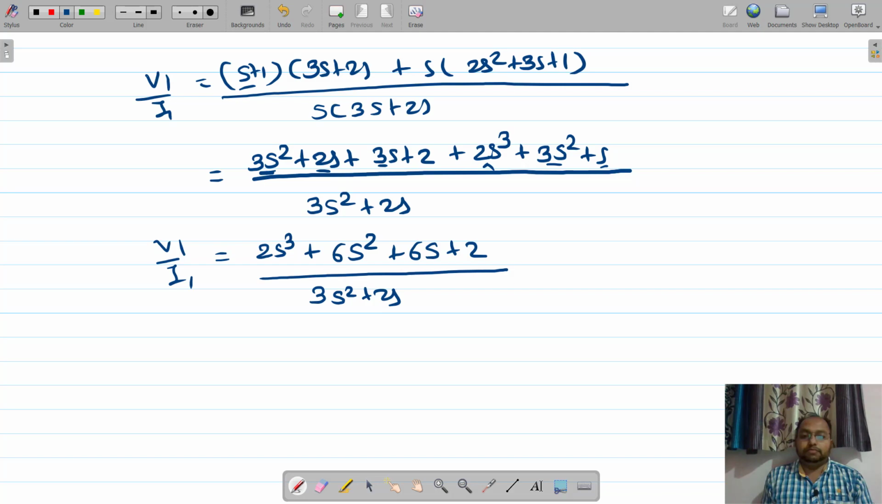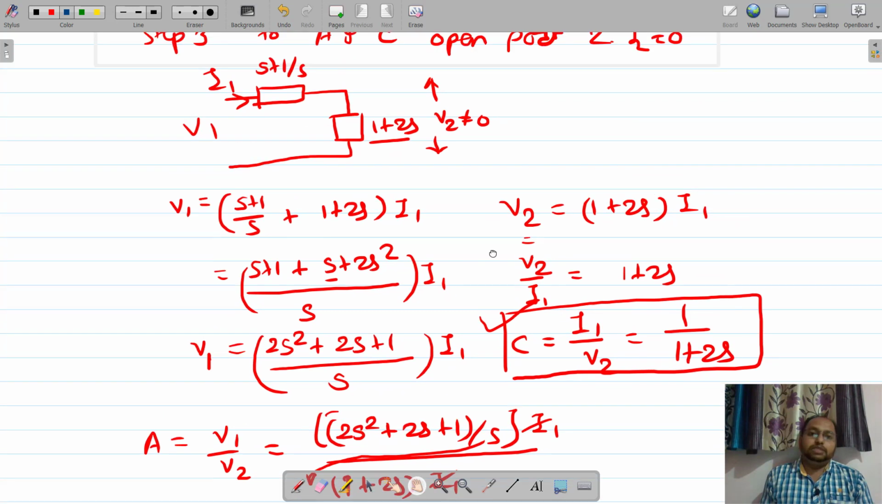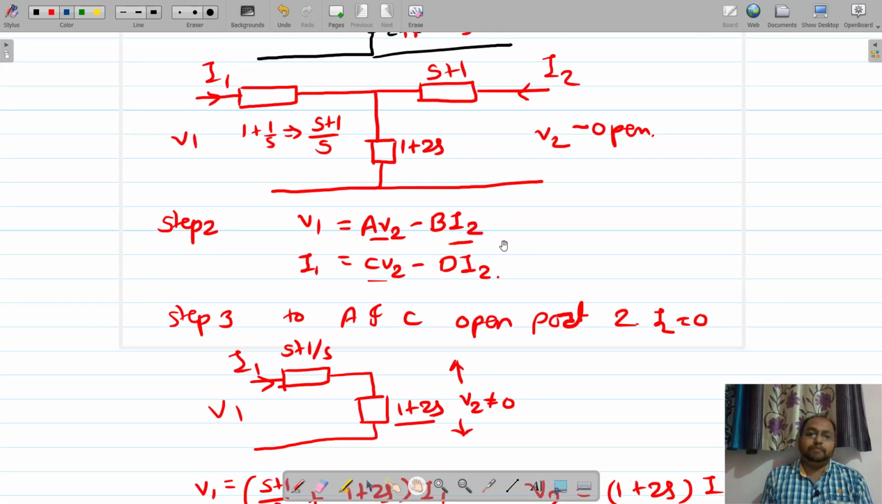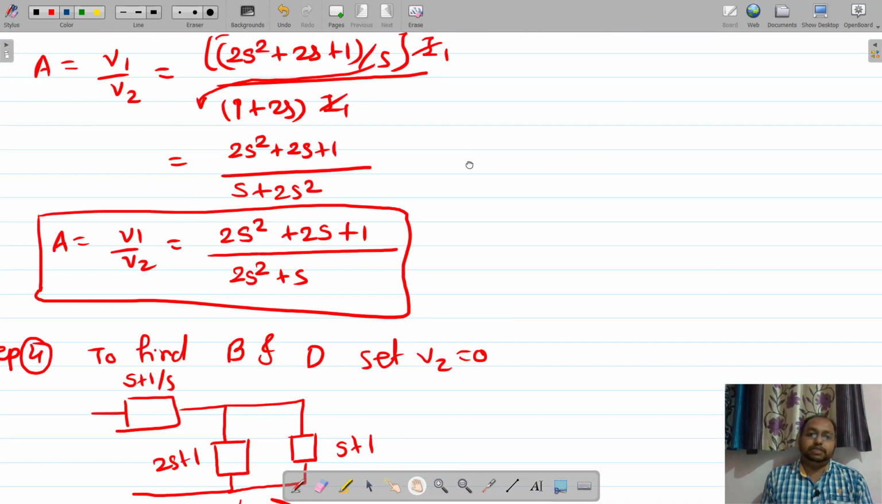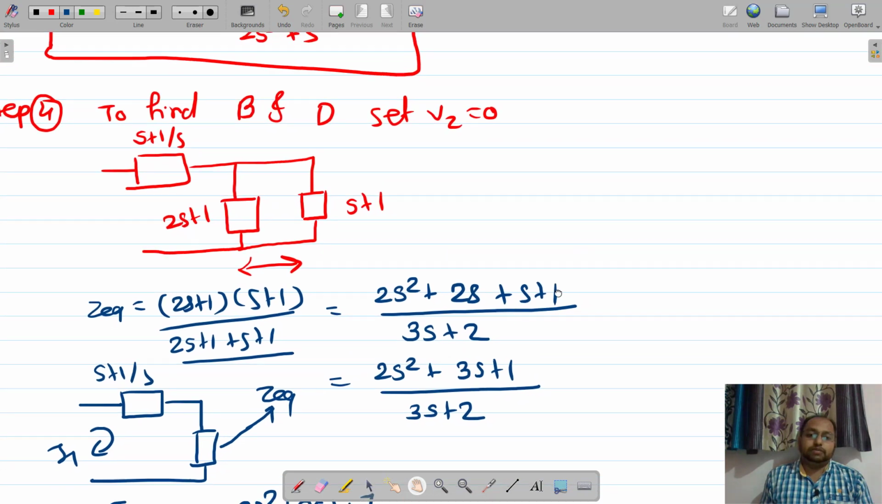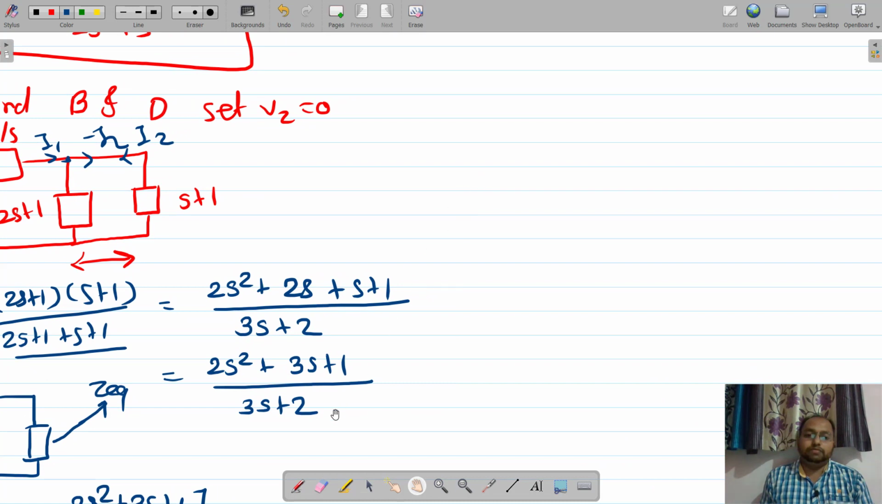But what we need to find out is B. B is nothing but V1 by I2. And what is D? D is nothing but I1 by I2. So first let us find out D by simply applying the current division rule. Over here this is the current I2, and up to this point I1 will come. Therefore we need to find out minus I2.